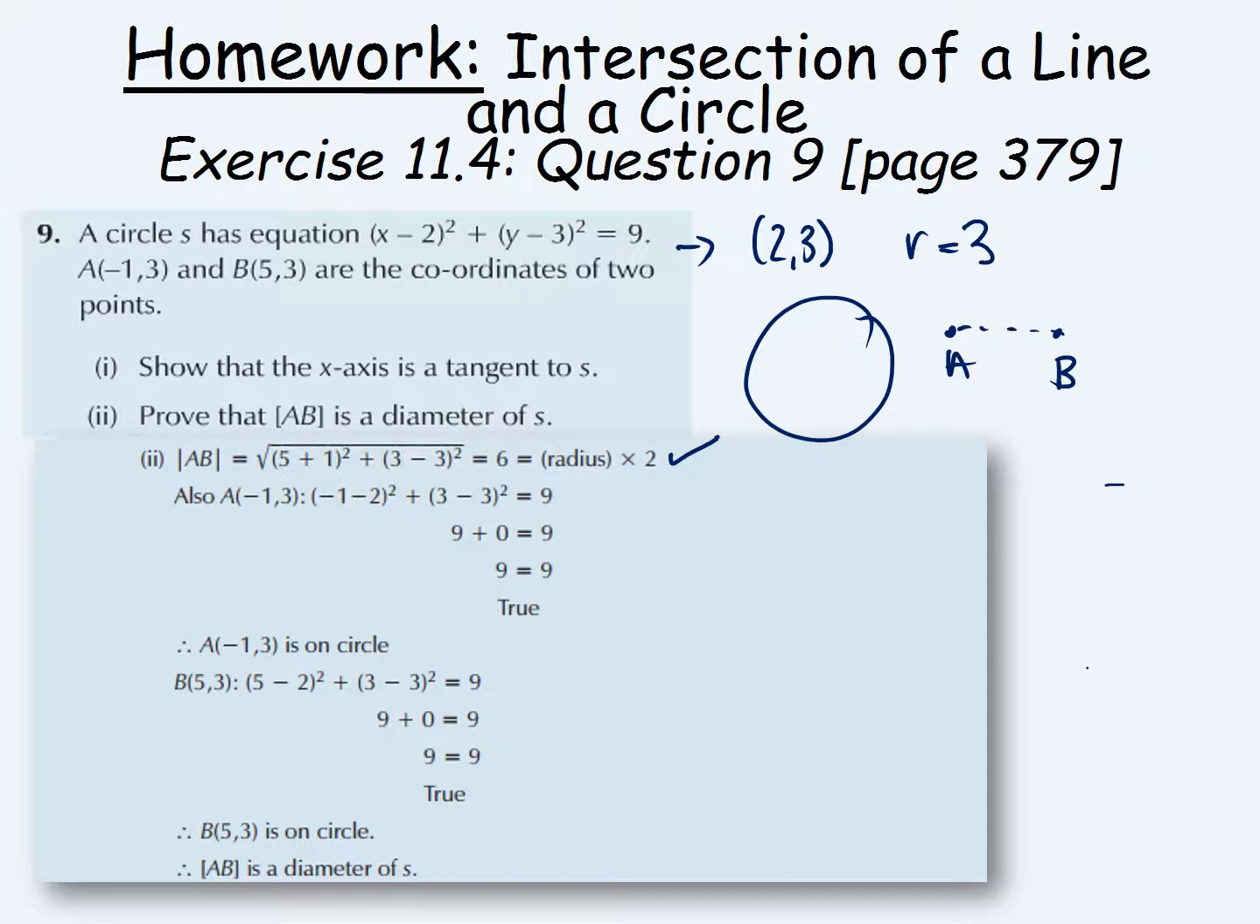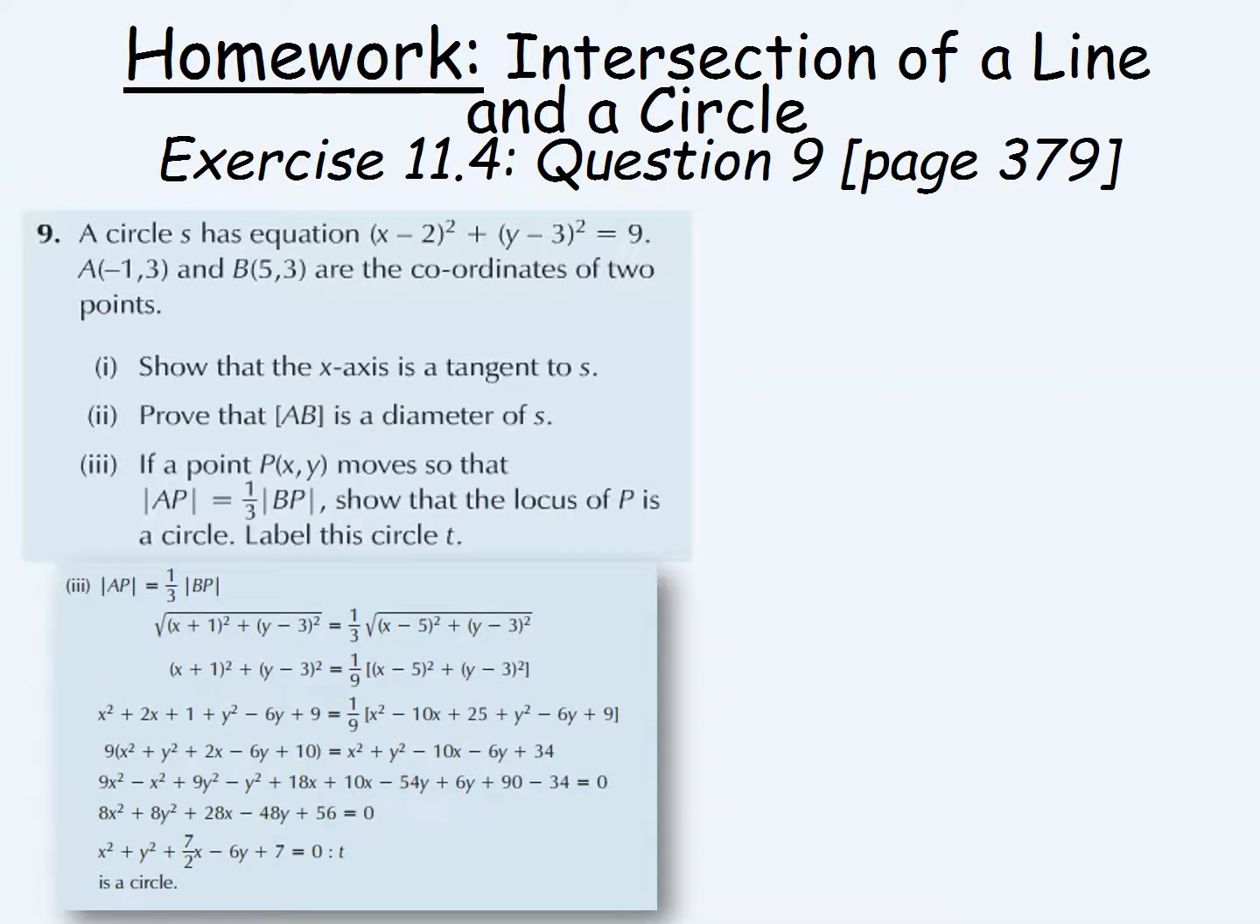So please make sure that you have these two steps, that you show using substitution that A is on the circle and then that B is on the circle, because it's not enough just to have done the distances in this case. The third part then is about the locus of a point. If a point P (x, y) moves such that AP is equal to a third of the distance between B and P, show that the locus of P is a circle and label this circle T.